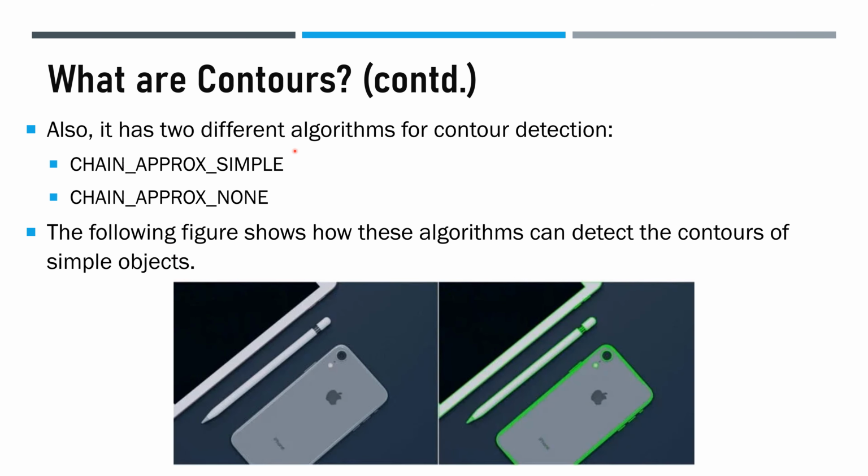Also, it has two algorithms for contour detection: CHAIN_APPROX_SIMPLE and CHAIN_APPROX_NONE. Now, this is an algorithm which detects the contours of a simple object. As you can see, it detects the boundary of the shapes. This is known as contours.